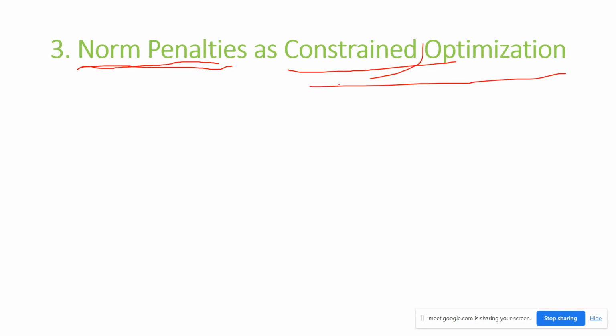Constrained optimization here is using the condition. The condition is optimized using norm penalties. So you need to calculate the norm penalty as it is.